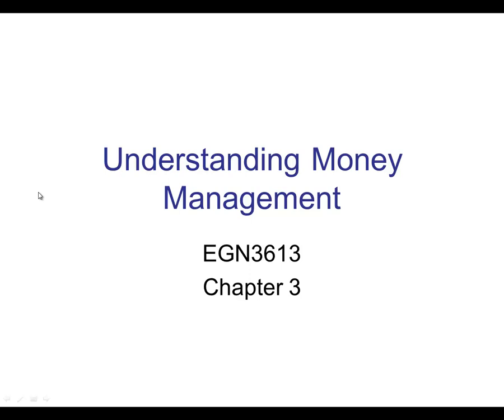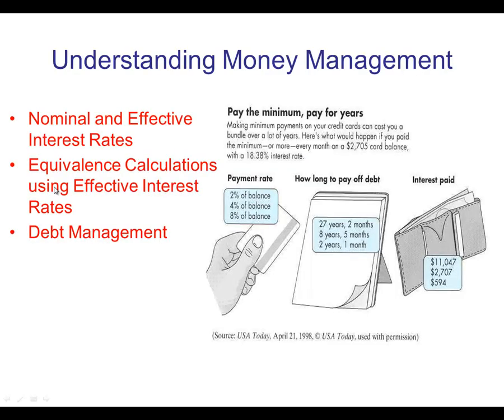To understand money management, we need to understand the numbers on our credit card bill. What will happen if you pay the minimum only? If you paid 2% of your balance of $2,705 on a card that has an interest rate of 18.38% over 27 years and 2 months, you will pay $11,047. And that's based on calculations that were published in USA Today back in 1998. So imagine what it would be like now.